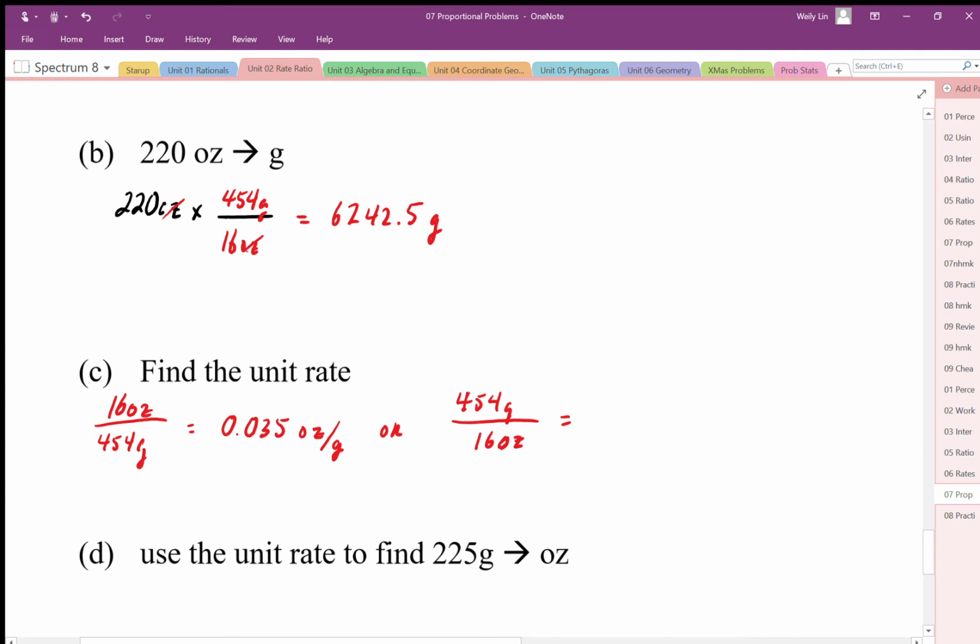So if I want to find grams per ounce, I do the other division. I get 28.375. That's how many grams I need to make up 1 ounce. So there's my unit rates.